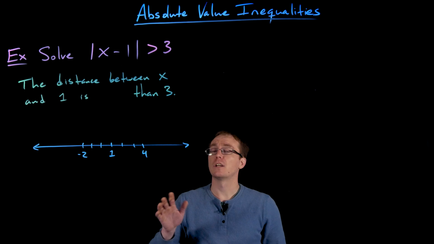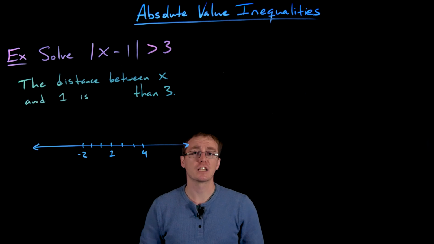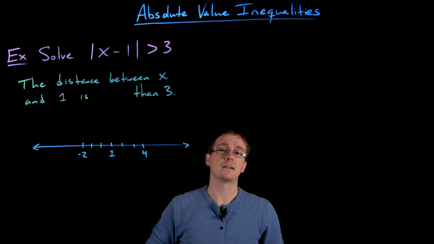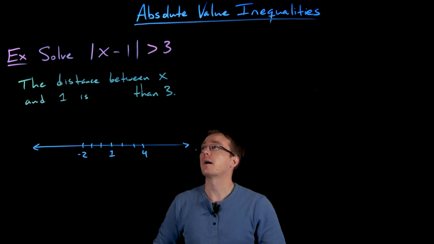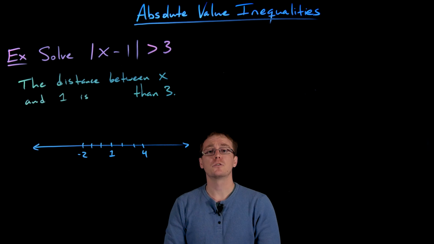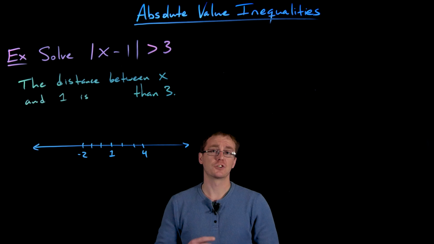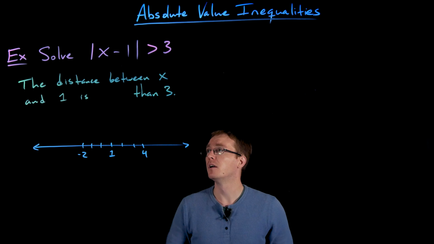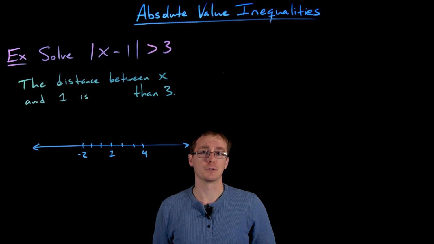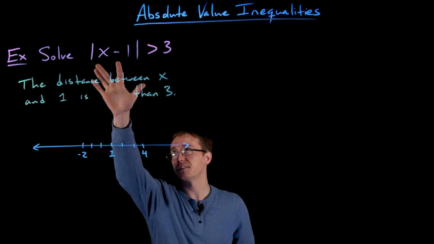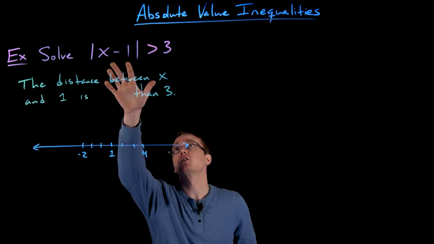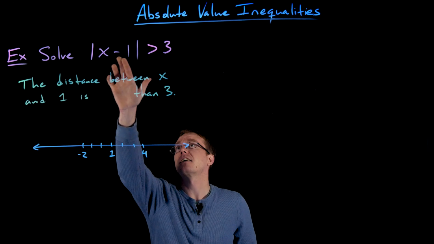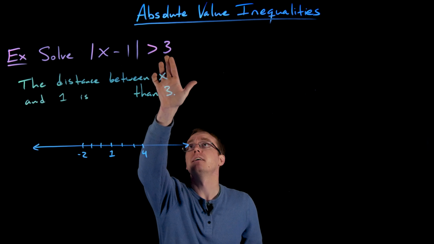So now we're going to run through a very, very similar example to the one we just saw, except we're swapping out that less than sign with a greater than inequality sign. So now we're tasked with solving the absolute value of x minus 1 is greater than 3. And if we're going to go through the same motions that we did for our previous example, we're going to start with the distance interpretation. So we can read this as the absolute value of x minus 1 is greater than 3, tells us the distance between x and 1 is greater than 3.